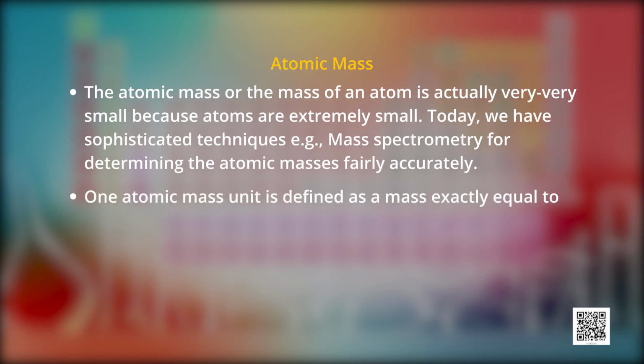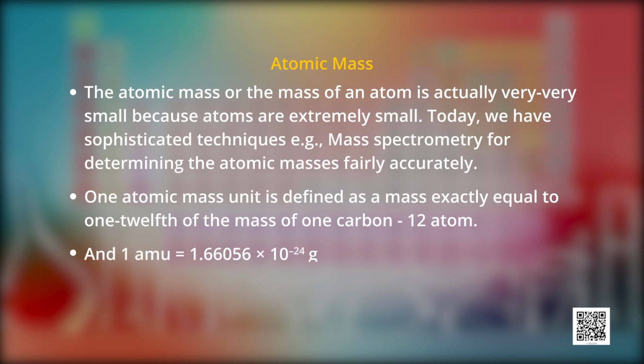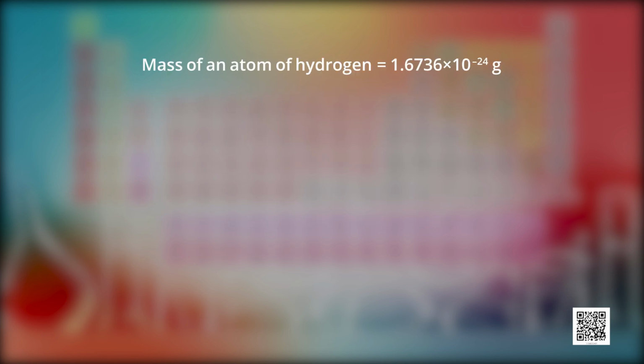One atomic mass unit is defined as a mass exactly equal to 1/12 of the mass of one carbon-12 atom. And 1 AMU is equal to 1.66056 × 10^-24 gram. Friends, you can see on the screen, we have converted the mass of an atom of hydrogen given in grams into AMU. Let's see how we can convert it.